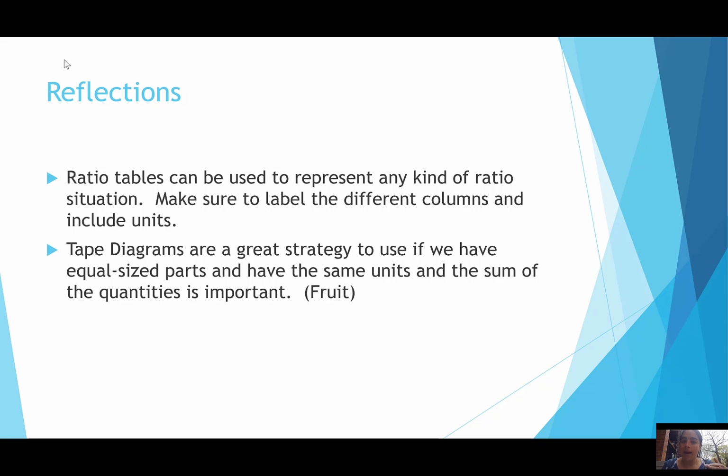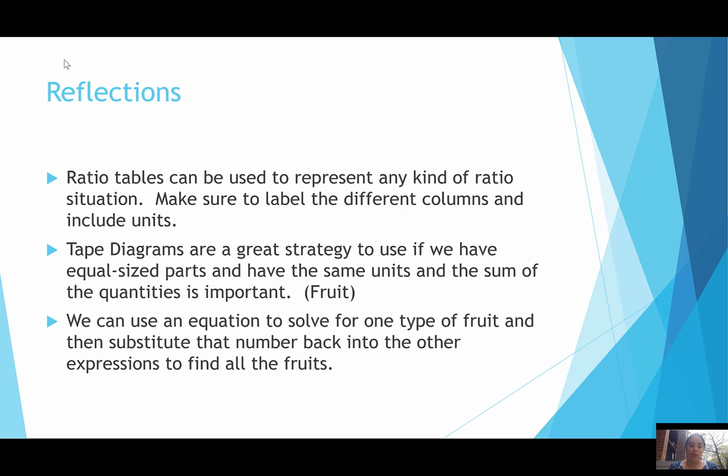We needed to add up all the different pieces of fruit to get a total. So when we first did it, we got 35. Then we doubled it and got 70 in the ratio table. And finally, we were able to figure out an equivalent ratio that would get us to 280. We can use an equation to solve for one type of fruit and then substitute that number back into the other expressions to find all the fruits.